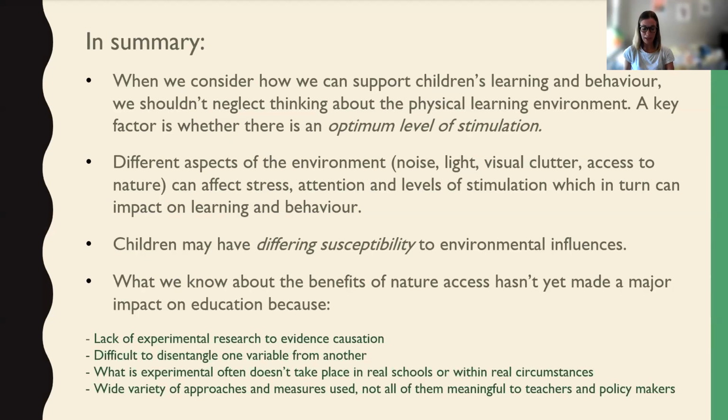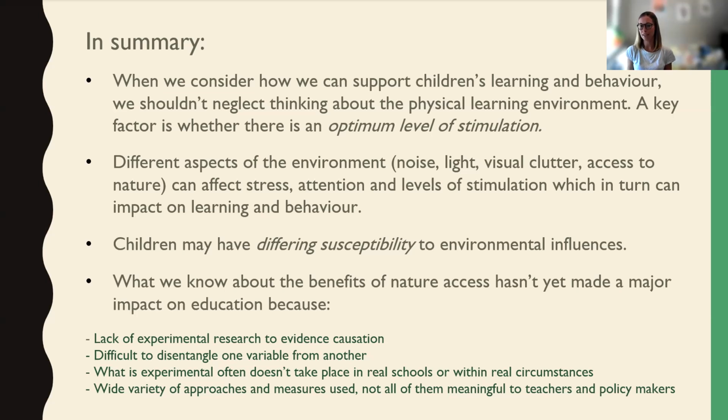So that brings me to the end of my talking time, and we'll move on to some questions. But just in summary, when we consider how we can support children's learning and behaviour, we shouldn't neglect thinking about the physical learning environment. And a really important factor is whether there's that optimum level of stimulation, not too high, not too low, but that happy medium. Different aspects of the environment, so noise, light, visual clutter, access to nature, can all affect stress and attention and levels of stimulation, which in turn can impact on children's learning and behaviour.